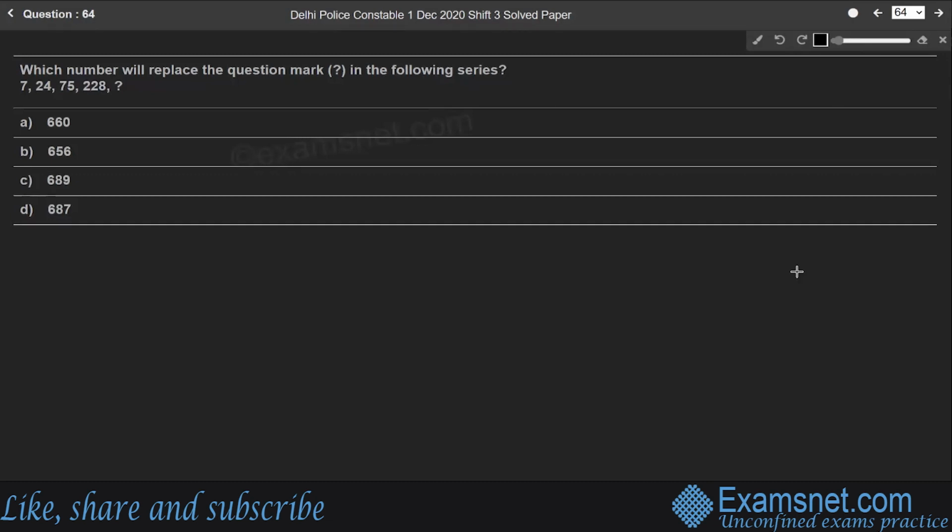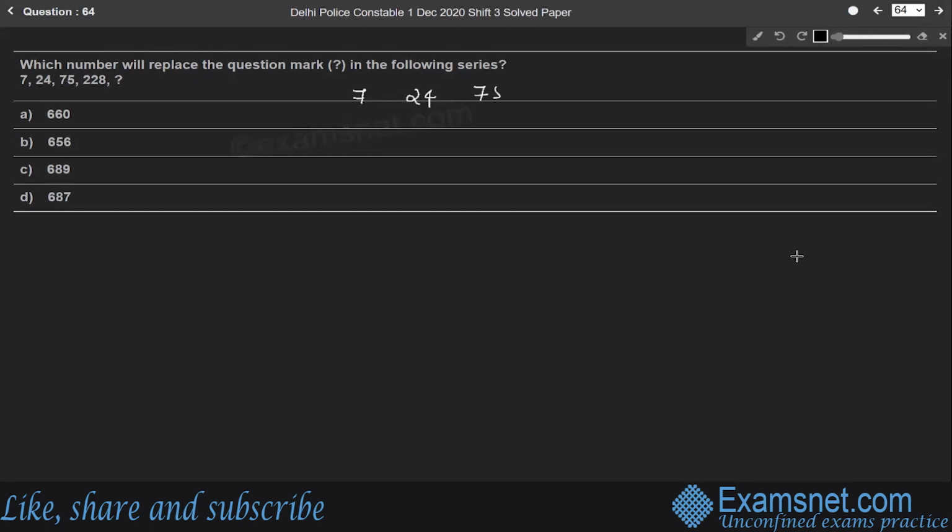Question 64. Which number will replace the question mark in the following series? The numbers are 7, 24, 75, 228. We have to find the next number. Here 7 and 24 are related as 7 into 3, which is 21, plus 3, 21 plus 3 is 24, which is the second number. And 24 into 3 is 72, plus 3 is equal to 75, which is the third number.